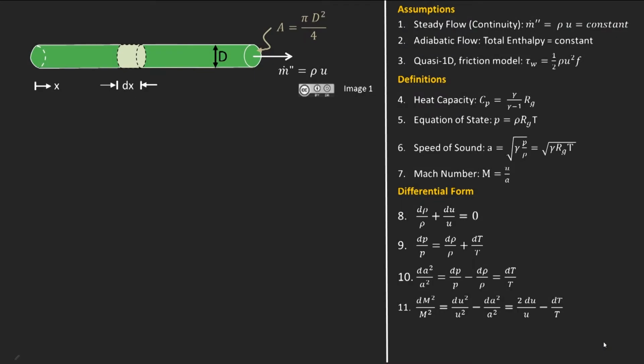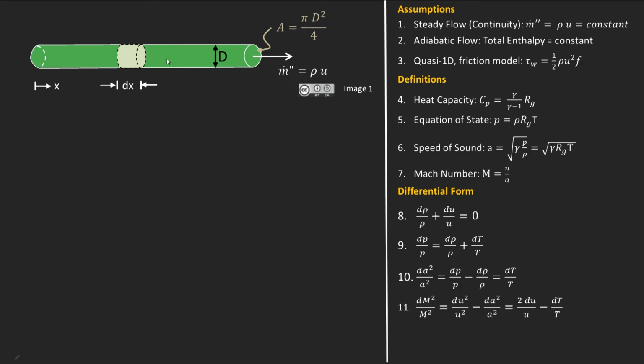Consider a gas flow through a pipe of constant diameter d, which has a cross-section area pi d squared over 4. The flow enters the domain from the left here and flows along the positive x direction as shown in this sketch. The main aim here is to develop a mathematical model for the influence of friction on this flow.